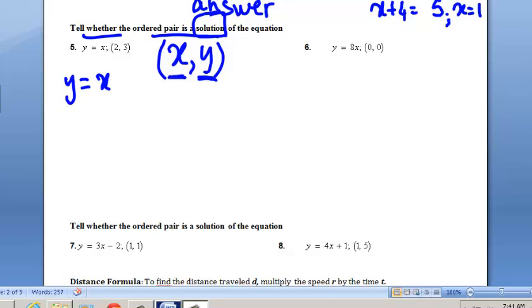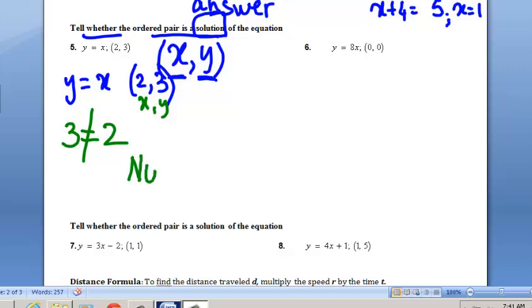And they've said that the x is equal to 2 and the y is equal to 3. So maybe I'll just make a quick note here for myself that that's x and that's y. All right, where you see the x and y, plug them in. The y in this case is 3. 3 is equal to, the x in this case is 2. Is 3 equal to 2? No. Put that line, not equal to, and you will say no.